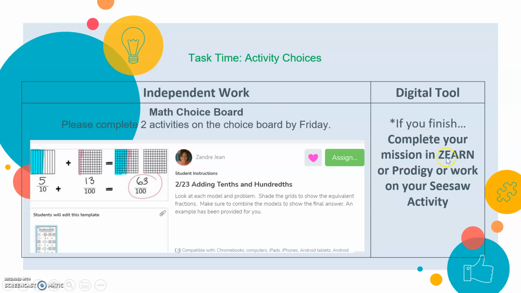If you finish that, you can go on Zern or Prodigy, although I highly recommend Zern because it is aligned, or it's the same as what we're doing in class. So when you go on Zern, your mission is going to have to do with tenths and hundredths. So what a great way to practice. Okay.